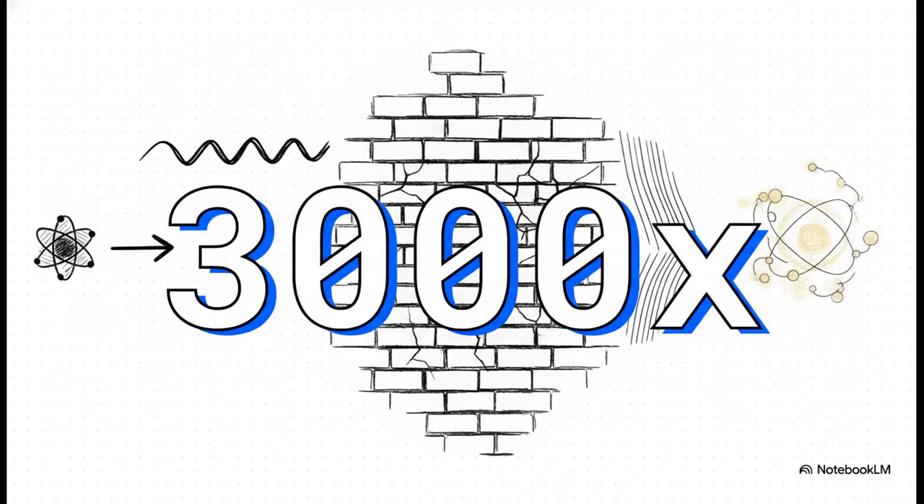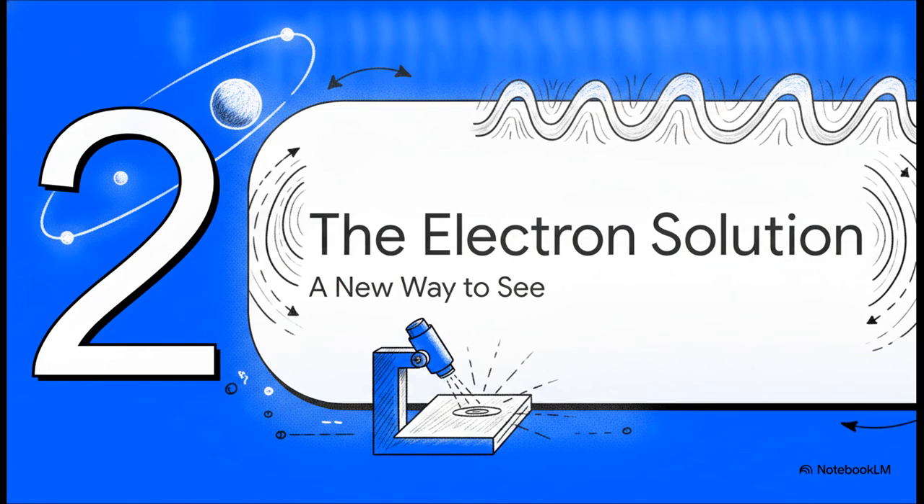Just to put that into perspective for a second, an atom is over 3,000 times smaller than the absolute shortest wavelength of visible light. 3,000 times. That means optical microscopes don't just need a slight technological upgrade, they hit a literal, unbreakable brick wall in physics. If you want to see an atom, you absolutely have to find something with a wavelength thousands of times smaller than light itself. So let's look at part two, the electron solution.